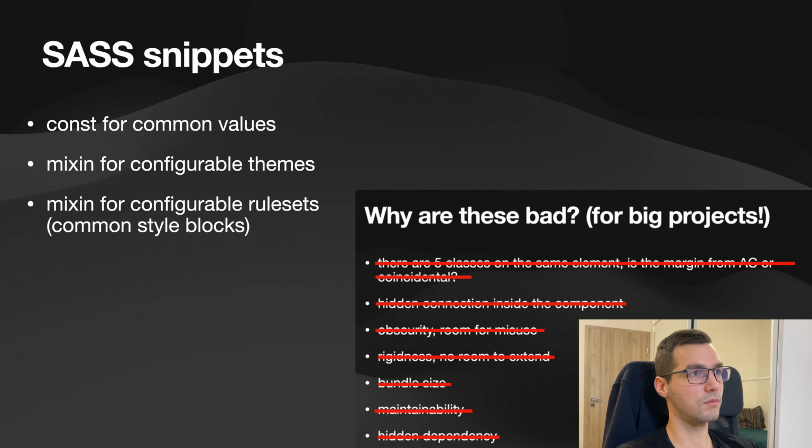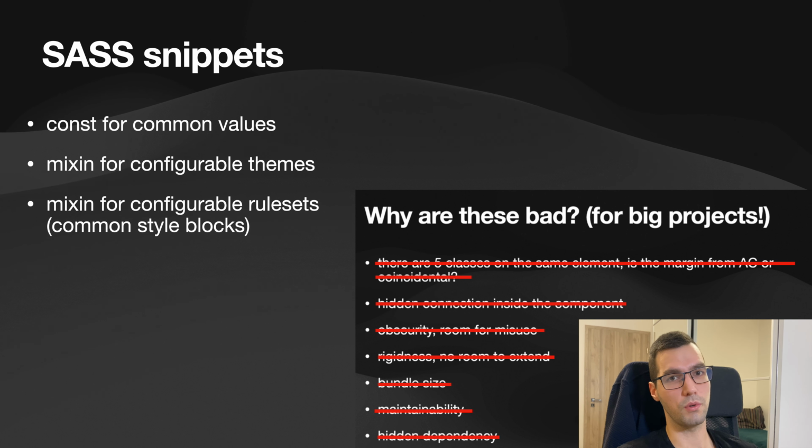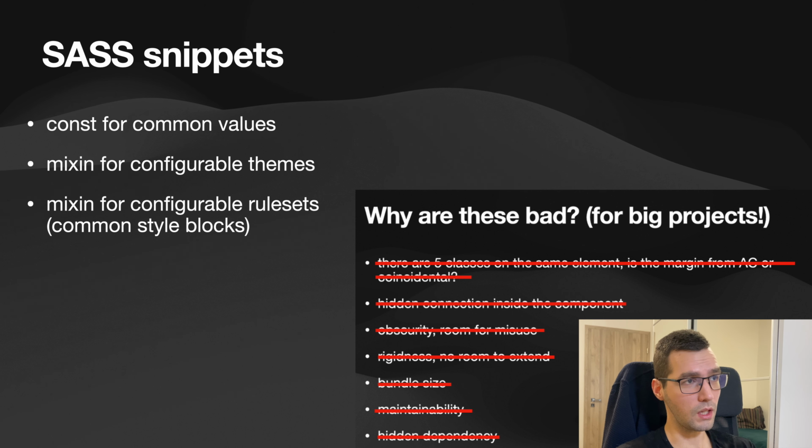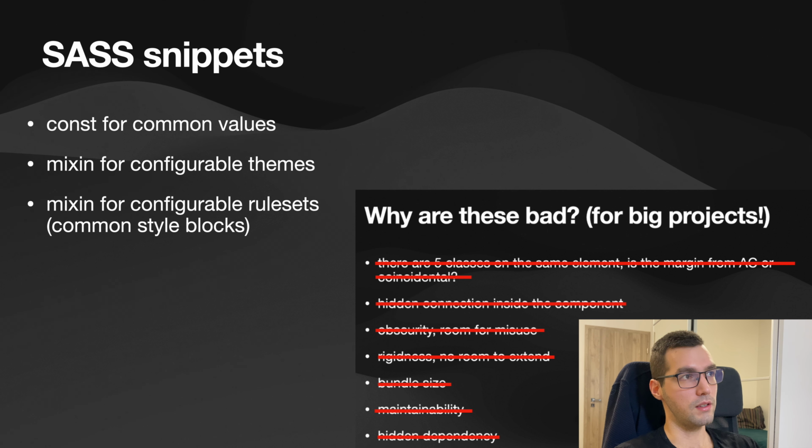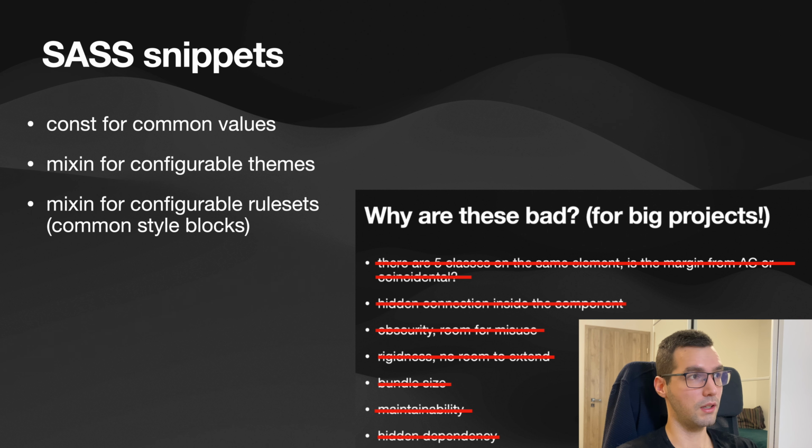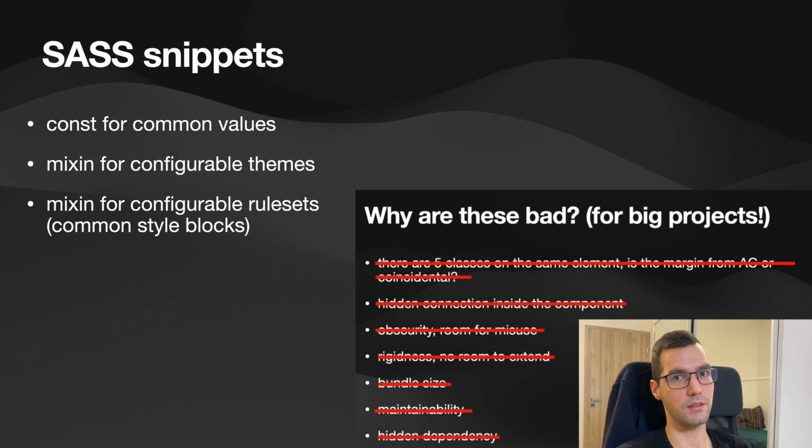SASS snippets, constants for common values. We can use them everywhere. It's practical. Mixins for configurable themes, and also mixins for configurable rule sets. SASS is a very good tool if used right, of course. It lets us use lazy loading. It's more maintainable, and there are no hidden dependencies because we can lint the SASS imports.